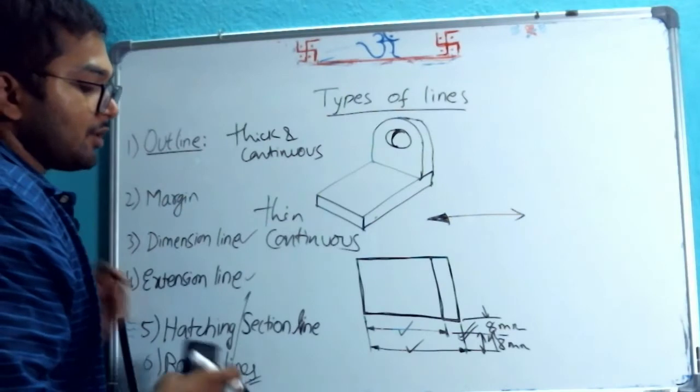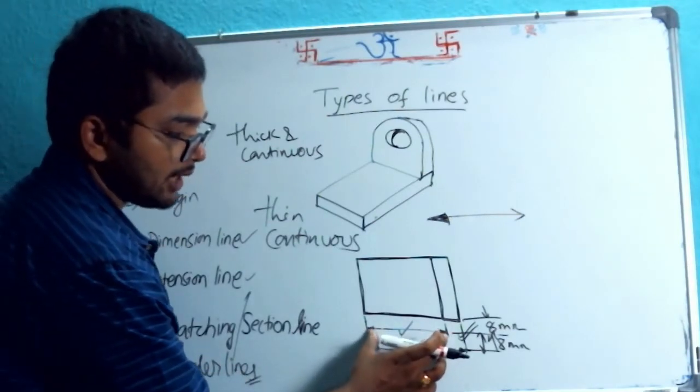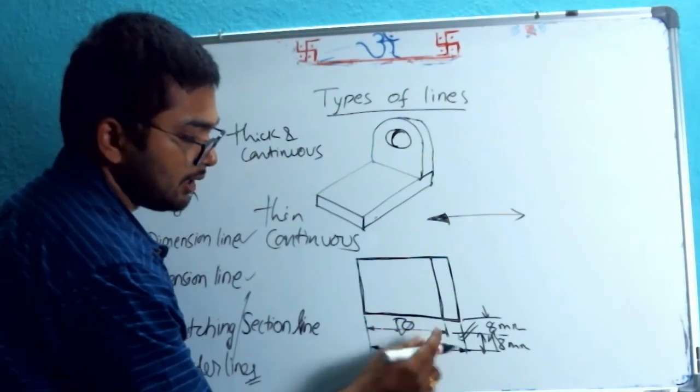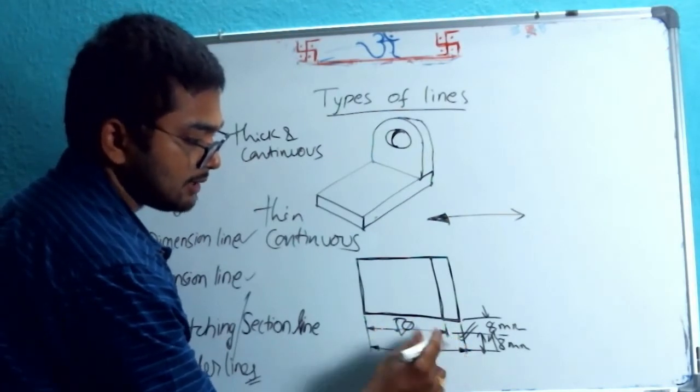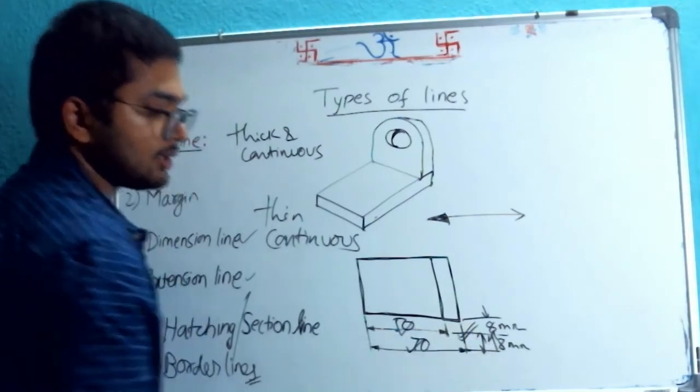Anyway, one more thing, you might be asking me, you have given a dimension for this, say it is 50 mm or whatever it is, and this is say 70. Now why am I not representing this?